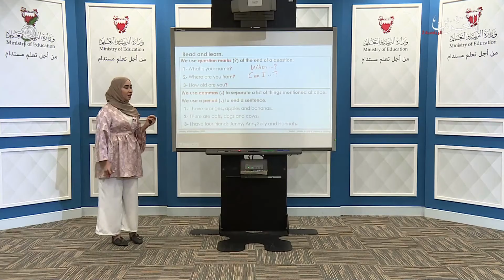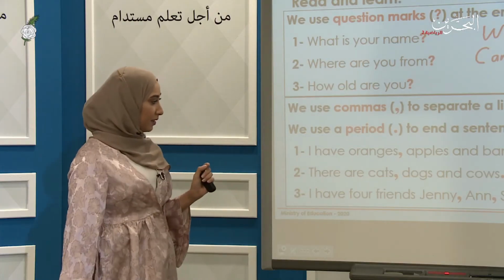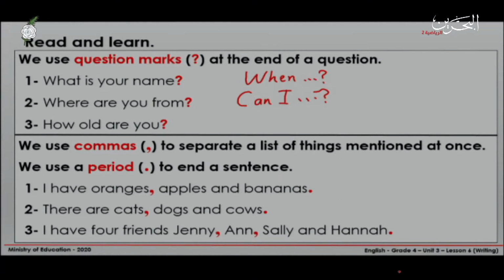Now, let's see here. When do we use commas? We use commas to separate a list of things mentioned at once. And we use a period at the end of a sentence. Let's see these examples. I have oranges, apples and bananas. And then at the end of the sentence, we wrote a period. Number 2, there are cats, dogs, and cows. As you can see here, we've used a comma to separate these items, and at the end, we've used a period.